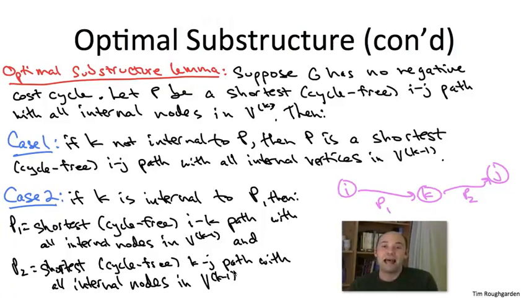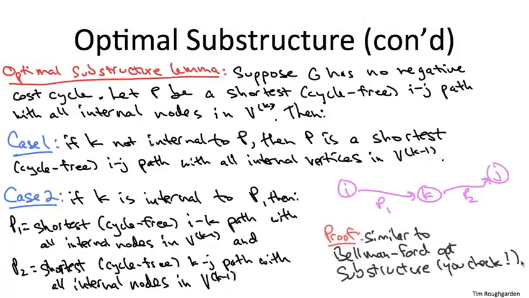So how slick is that? That the maximum indexed internal node just splits this shortest path into two shortest paths for smaller subproblems. And you know what? At this point, I am so confident in your facility with dynamic programming, I am not going to even bother to prove this statement. You are totally capable of proving this yourself. The argument is really quite similar to Bellman-Ford. I encourage you to do it as an exercise.